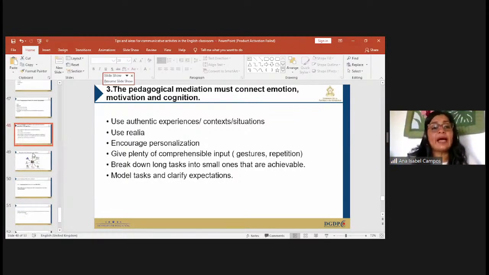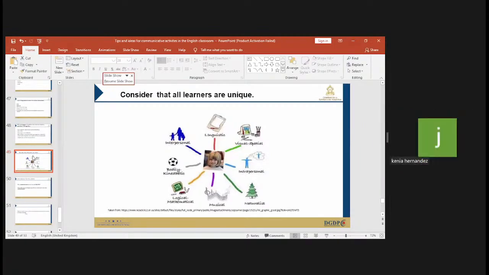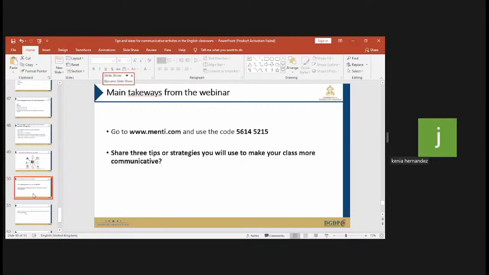Something else is that we need to take into account that all learners are unique, and we need to provide spaces for them to use English, right? Using their bodies, using their eyes, also interacting in groups, in pairs, right? Using even music, as you said. So these 7 or 8 intelligences that Howard Gardner refers to are also something that we need to take into account so that our lessons are inclusive and all our students count.